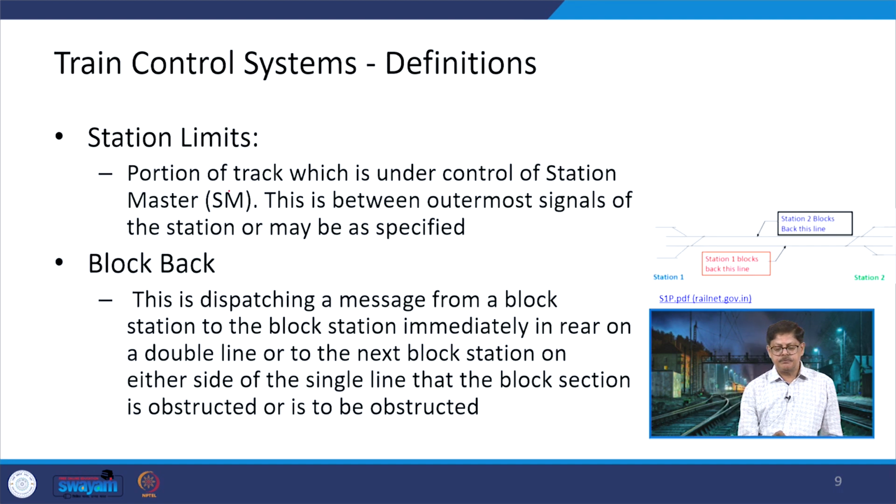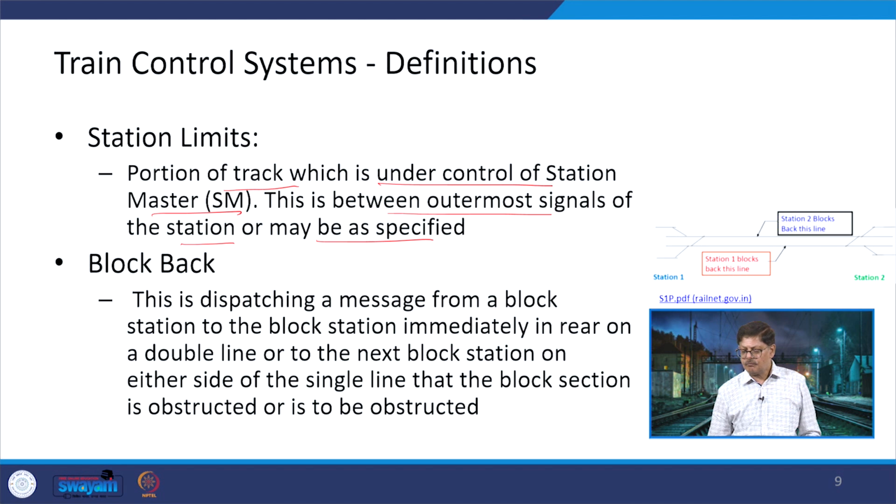The station limits is the portion of the track which is under the control of the station master, this is between the outermost signals of the station and may be as specified. Okay, so whatever are the outermost signals at a station, that particular limit is under the control of the station master. That means, the outer signal on one side and the advanced starter signal on the other side.